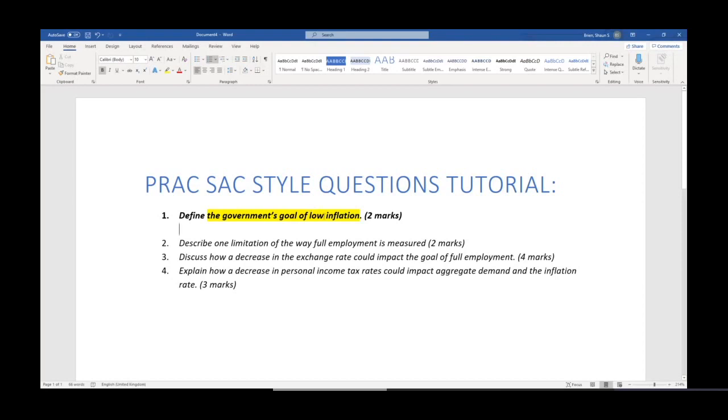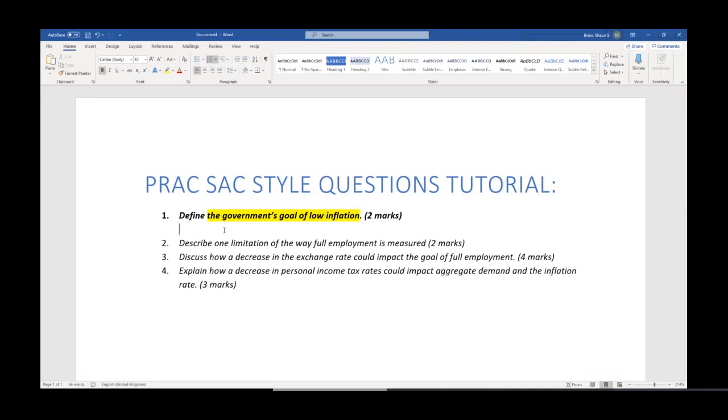And just one little hint for any SACs or future exams: whenever the words government's goal come up, in any question where it says the government's goal, you've got to define the whole goal. If the question just says low inflation, or if it just says employment, you don't have to define the goal. You can just talk about inflation or employment as it is. But whenever it says define, or whenever it says the government's goal, you have to define the whole goal.